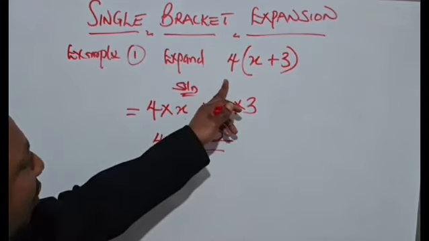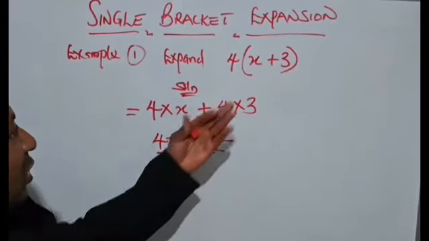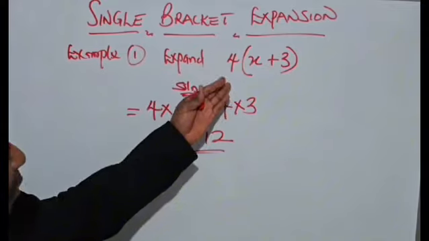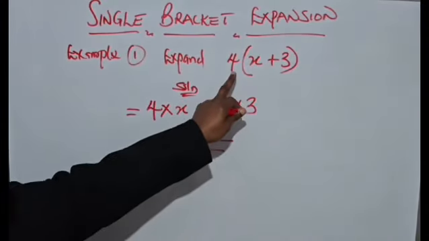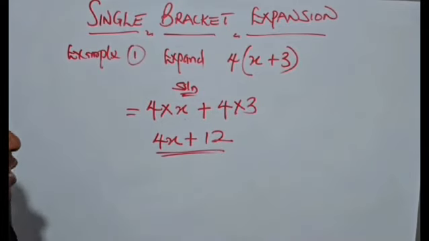We're using 4 to multiply the bracket, which means open the bracket. We have opened the bracket. So 4 multiply s is 4s. 4 multiply 3 is 12. 4 times 3 is 12. It's as simple as that. Single bracket expansion.